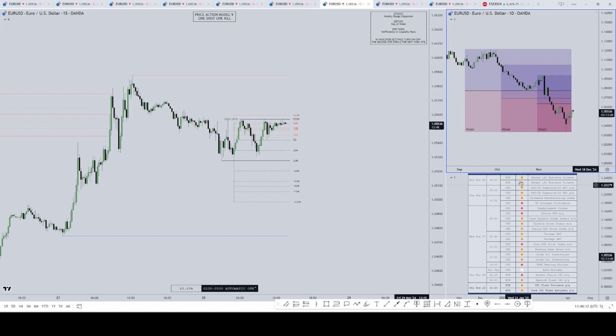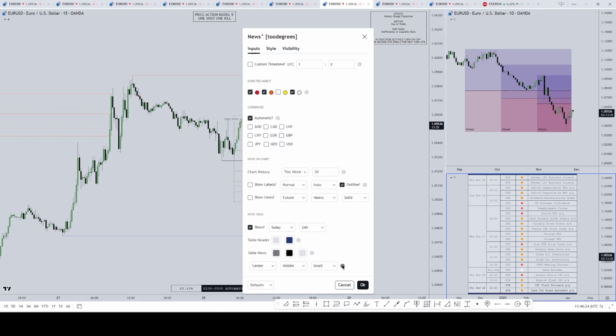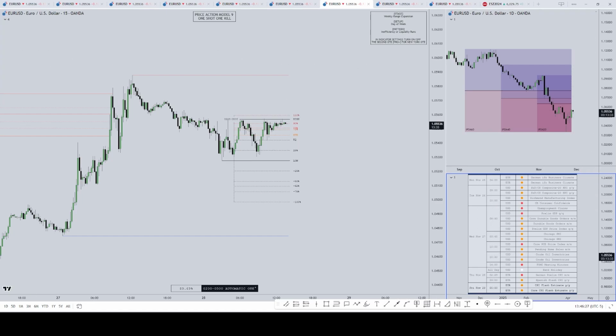Even this one's free: the economic calendar. We don't even have to open Forex Factory anymore. We can just look at it right here. I made sure to only include the relevant news, automatically. So for euro dollar, you would see the euro and USD news. On Nasdaq, you would see USD news.